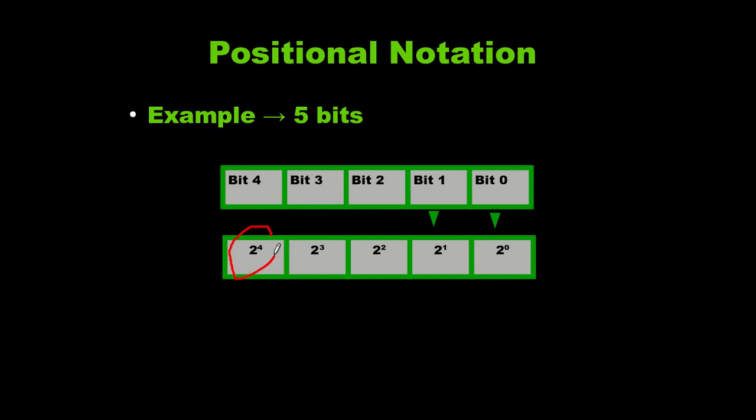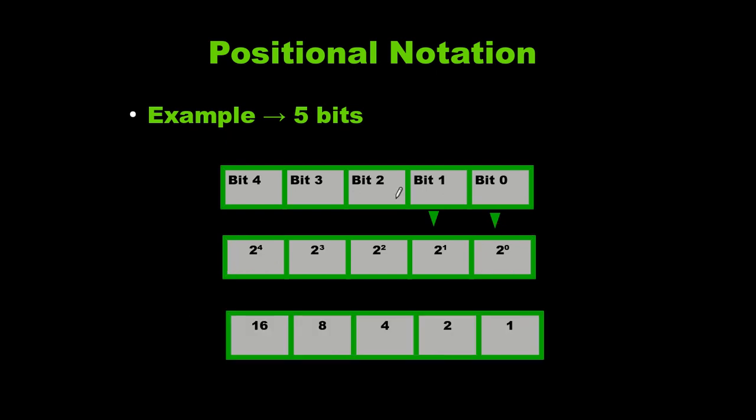This is the bit with the most significant value, 2 to the power 4. This is the bit with the least significant value, 2 to the power 0. So think of this: 2 to the power 0 is 1, 2 to the power 1 is 2, 2 to the power 2 is 4, 2 to the power 3 is 8, and 2 to the power 4 is 16. 2 to the power 5 is 32. 2 to the power 6 is 64. We keep doubling.